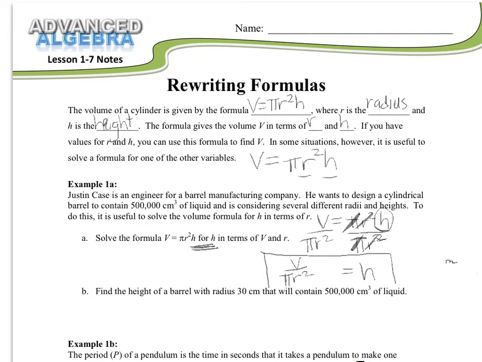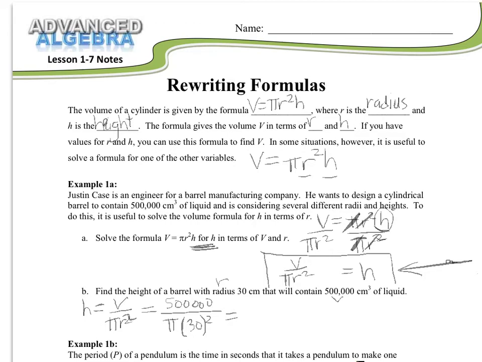Now in part B, find the height of a barrel with radius 30 centimeters that will contain 500,000 cubic centimeters of liquid. So we have the radius r and we have the volume V. We're going to use the formula we just solved for h to find the height of the barrel. So h equals V over pi r squared. The volume is 500,000. We have pi still, and then the radius is 30 centimeters squared. 500,000 divided by pi and divided by 30 squared.